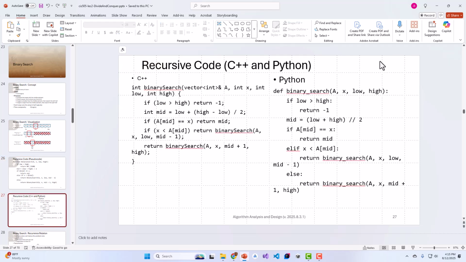All right, here's some code, just for you to have for your reference. This is the C++ code on this side, and the Python code on this side, recursive code.